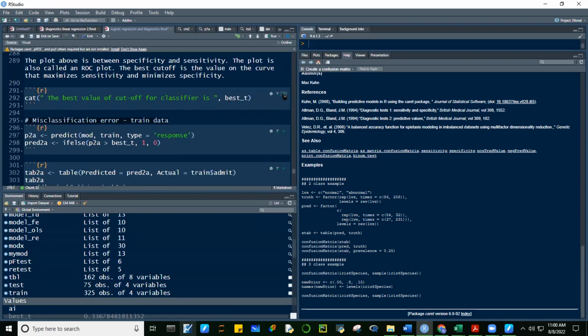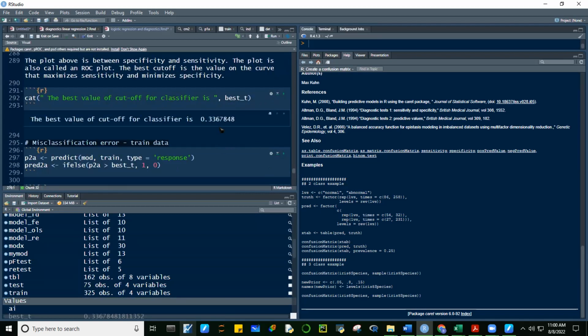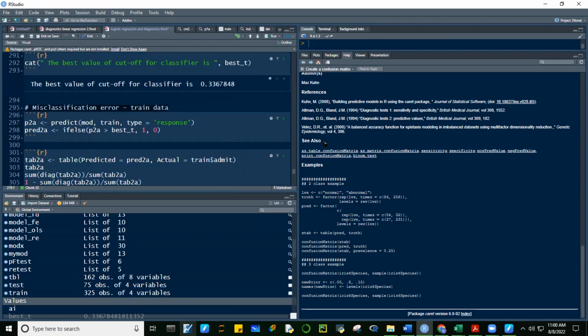Okay? Para saan yung, run ko lang itong quickly na to, the best value of cutoff for classifier is 33%. Ibig sabihin, mas maganda kung ang classifier natin is not 0.5, no? Kasi yung 0.5 arbitrary yan eh. So what cutoff should we give to admit and not admit so that mas maganda yung model natin? Okay?